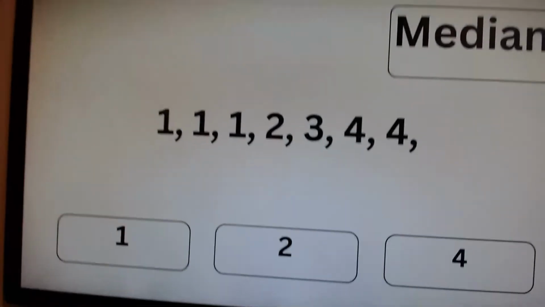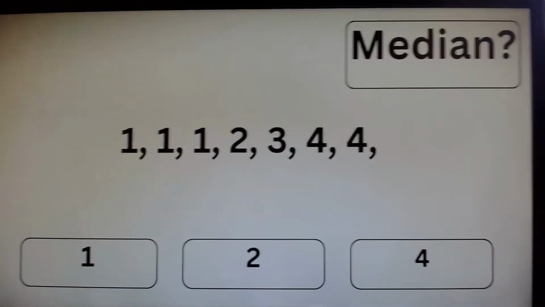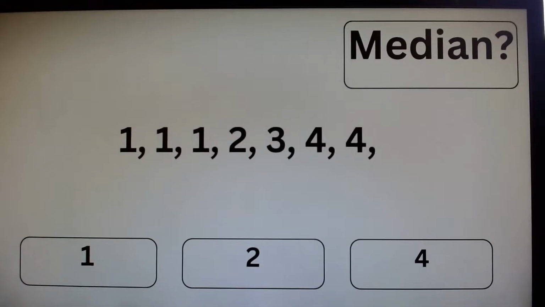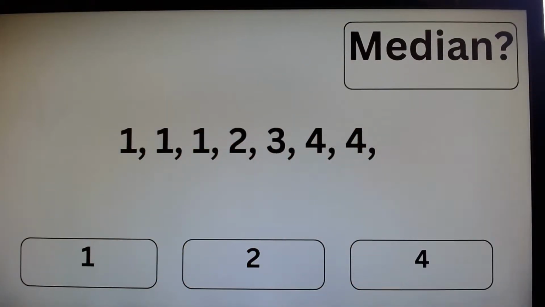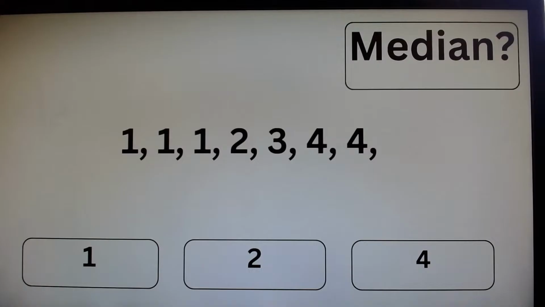Okay, so again, I've got some questions about the median and multiple choice answers for some of them, not for all of them. So what is the median here? The numbers are 1, 1, 1, 2, 3, 4, 4. What is the median in this case?